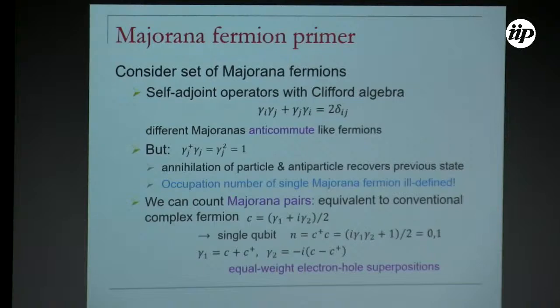And in that case, you have a single qubit, basically a two-state system, because C dagger C measures whether the fermion is occupied or not. It's 0 or 1. And in that sense, these gamma 1 and gamma 2 are equal weight electron-hole superpositions. Yeah, so that's just a Majorana fermion primer.